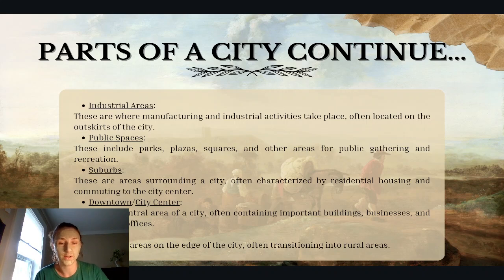The public spaces, including parks, plazas, squares, are areas for public gathering, like parties or just coming together as a community. The suburbs are the areas surrounding the cities, often characterized as residential housing. And downtown or city centers are the central of the city, often containing important office buildings or businesses or government offices. The outskirts are the areas around the edge of the city, often transitioning into rural areas.